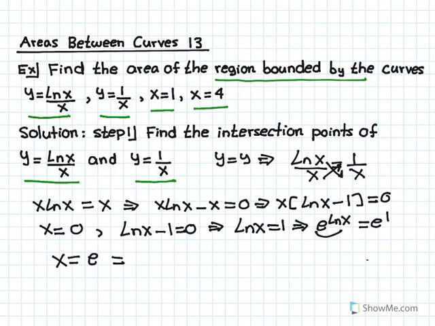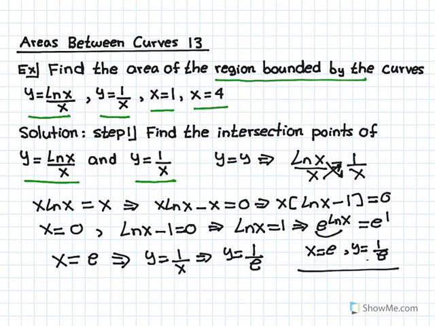We can substitute this into either equation to recover the y value. I'll put it into y equals 1 over x. That gives us y is equal to 1 over e. That means x equals e, y equals 1 over e is the intersection point on the interval between 1 and 4. On the interval x between 1 and 4, this is the intersection point of the two functions.